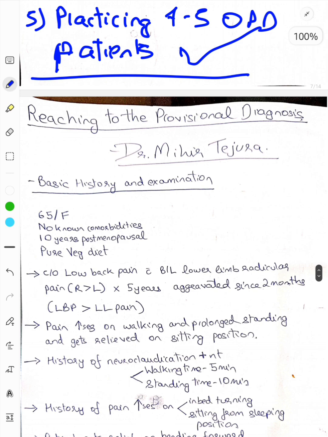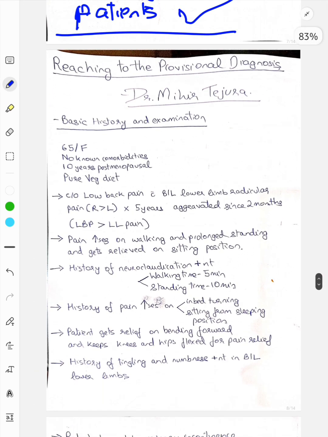So without further ado, let us begin with the basic history and examination. Each and every point has a significance. I am going to discuss in brief in the beginning, in the basic history and examination section, and then we are going to discuss each differential in detail. I have taken one example of a case. She is a 65 years old lady. The age and the sex is very important.